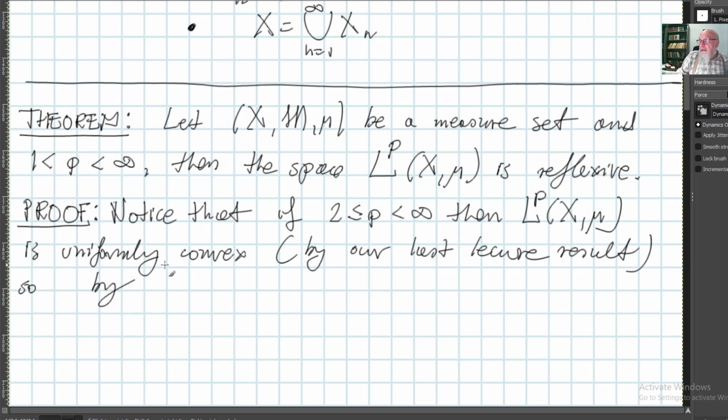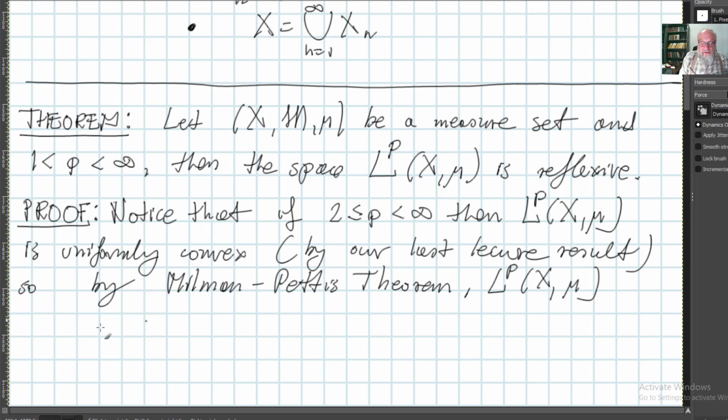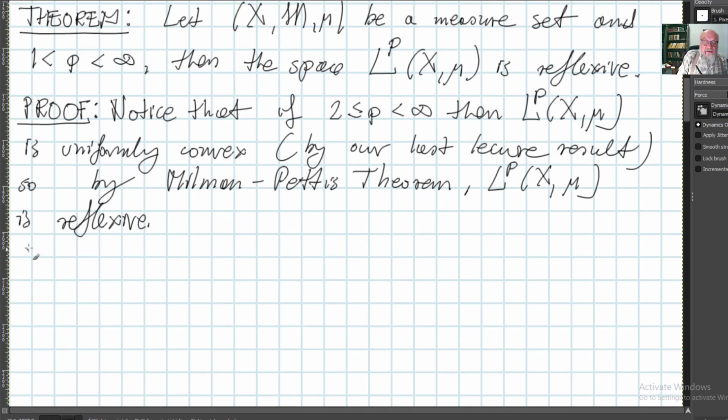So by the Milman-Pettis theorem, in such a case, L^p(X, mu) is reflexive. Now we need to prove that for other p's it's also reflexive. So let's complete the proof.